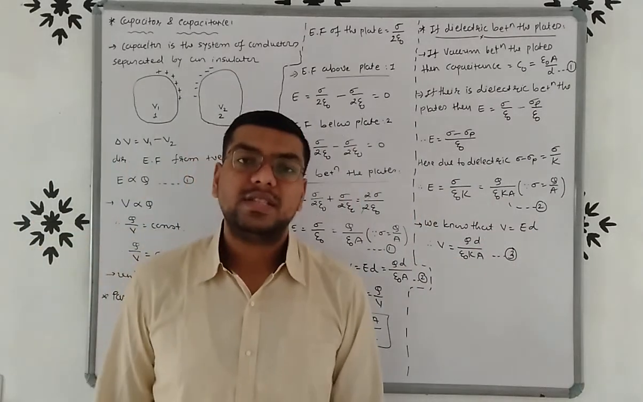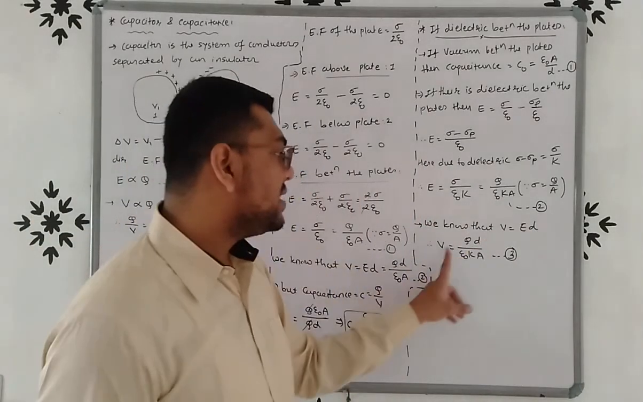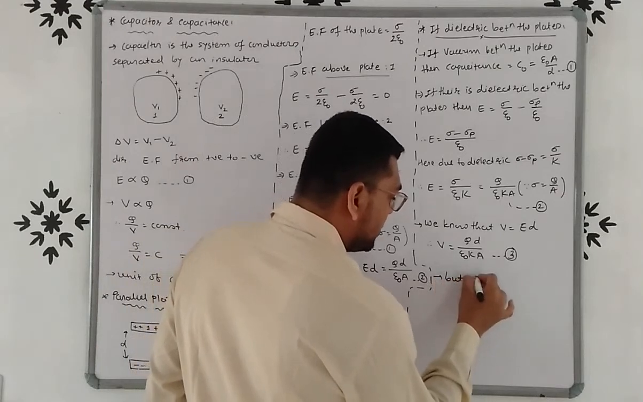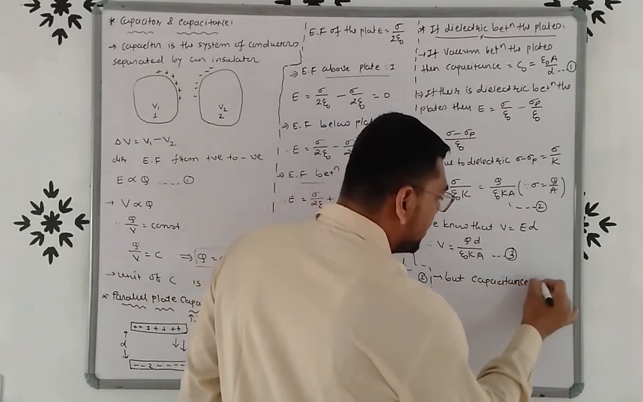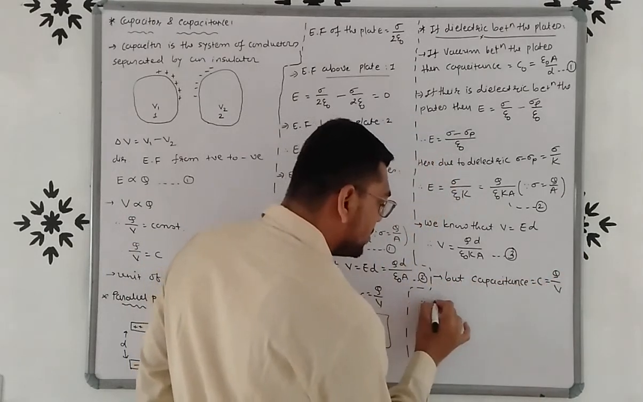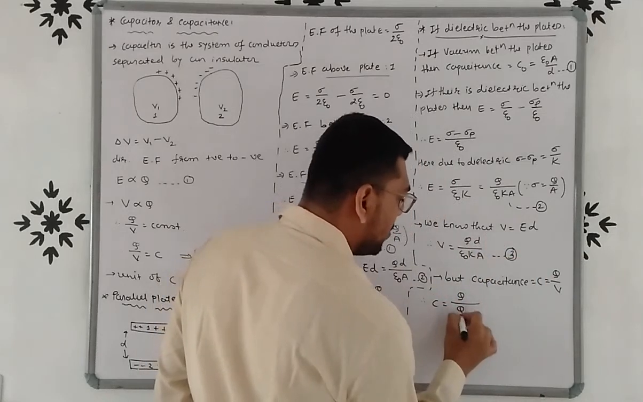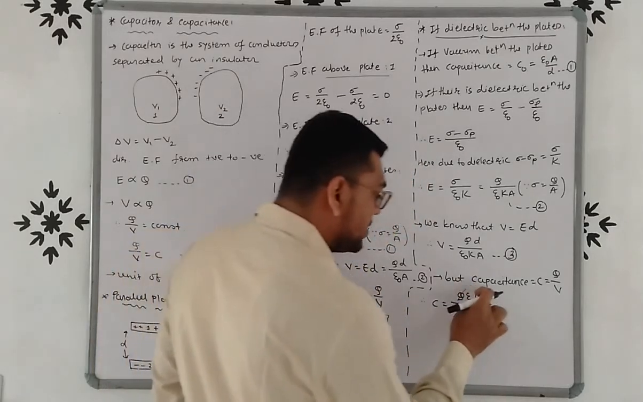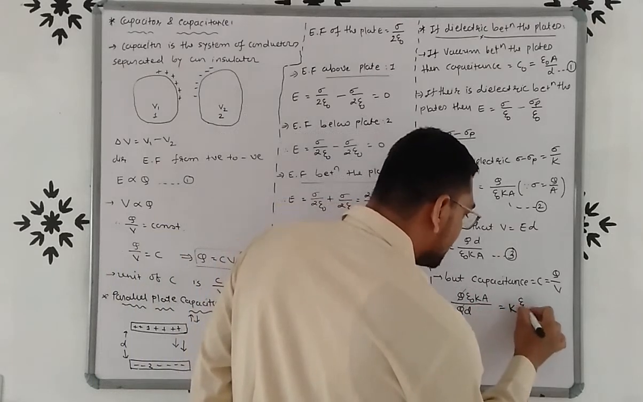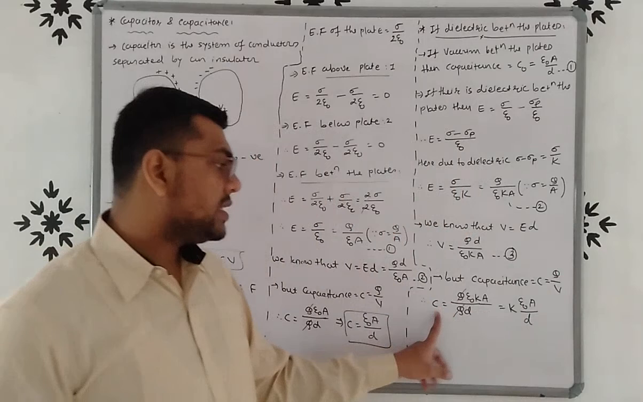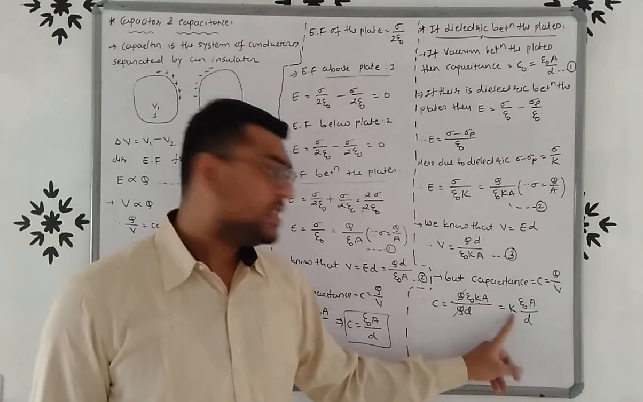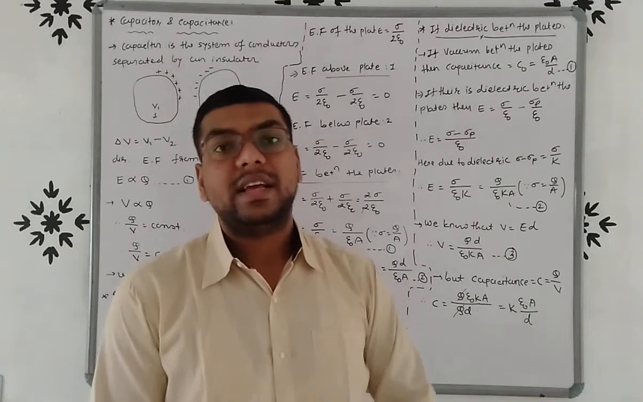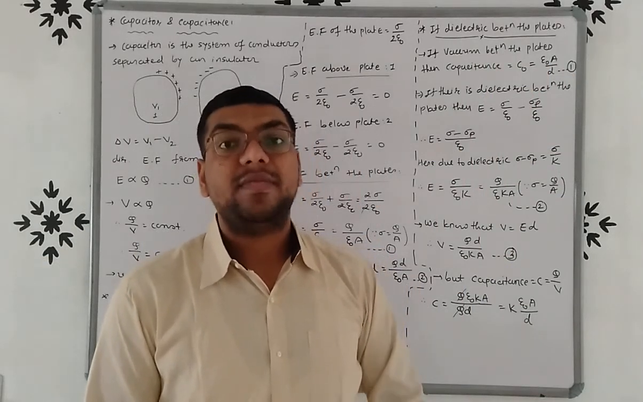Now to find the capacitance, we know that capacitance C is equal to Q by V. So C is equal to Q divided by the value of V from equation number 3, Q D upon epsilon 0 K A. Here Q cancels, so C is equal to K into epsilon 0 A by D. So K as it is, then epsilon 0 A by D. But here we know that epsilon 0 A by D is C0, the capacitance of a parallel plate capacitor when vacuum is there.